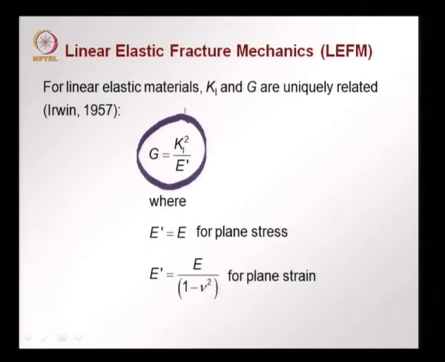Okay. So, what we looked at previously are not two independent failure criteria, but they are related, and K1 is a parameter which is coming from the near tip stresses and displacements, and G gives us the global change in energy. E prime here is given as E for plane stress and E divided by 1 minus nu squared for plane strain, nu being the Poisson ratio.